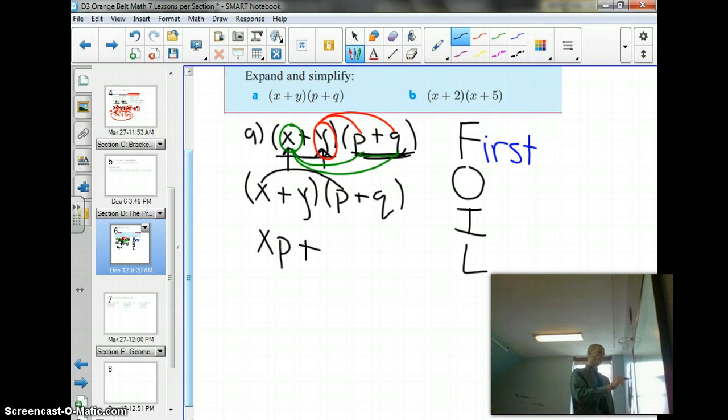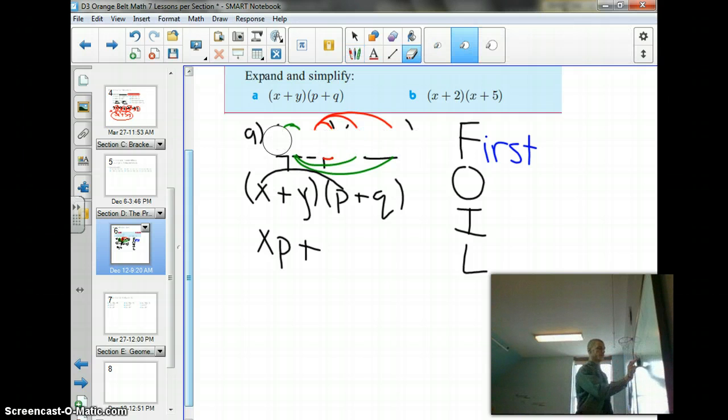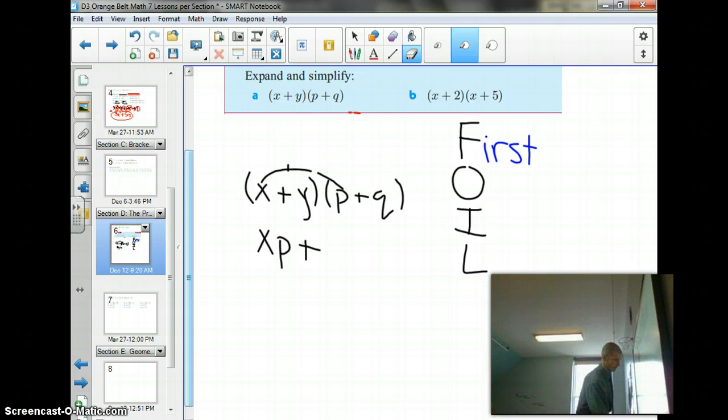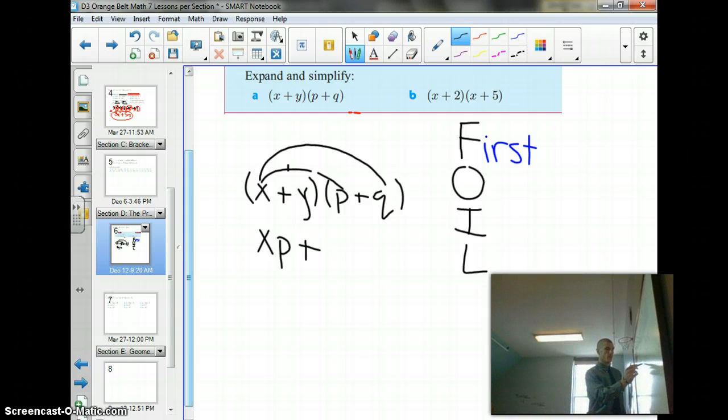Okay? And then I'm going to multiply the ends, or the outer letters or terms. In this case, it's going to be the x and the q. So I'm going to multiply these outer terms together. So x times q, and that's just what it is. It's the outer terms. And x times q is xq, plus.